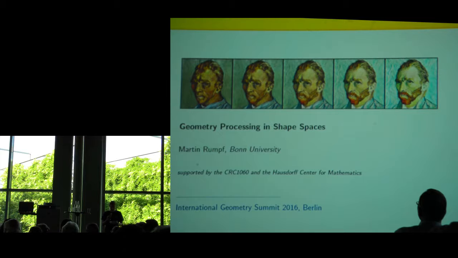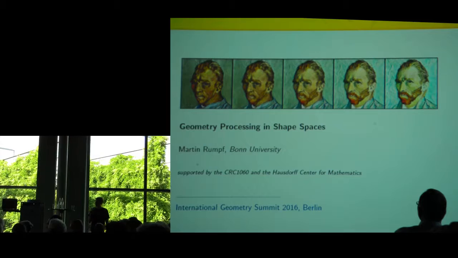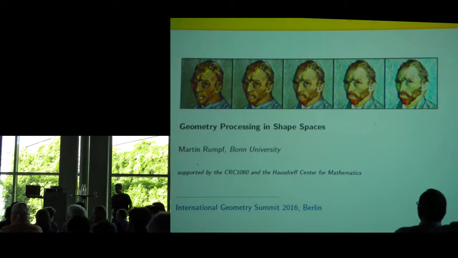And he's interested in mathematical modeling, analysis, numerical computing with applications to material science, image processing, and computer vision. And today he's going to be talking about geometry processing in shape spaces. So with that, I'll introduce Martin Rumpf.